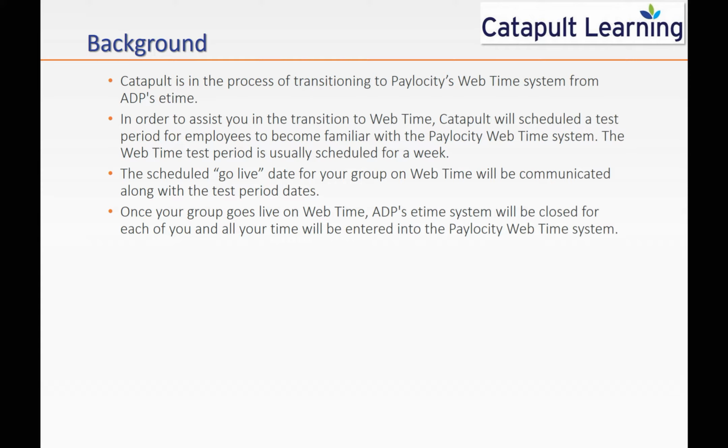Once the test period has occurred and is successful, you will then go live or be scheduled to go live on the Paylocity web time system. Both the test period and the go live date will be communicated to you well in advance, so you'll be absolutely sure in regards to when the test period will start, when the test period will end, and when you're scheduled to go live. Once you go live with Paylocity's web time system, the ADP eTime system, for those of you that use it, will be closed and no longer accessible to you. Therefore, all your time will need to be entered into Paylocity's web time system.